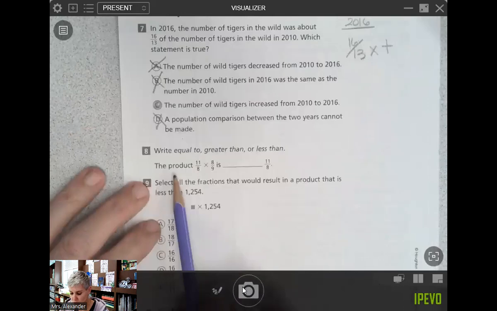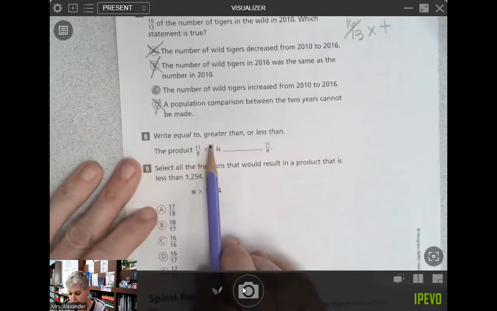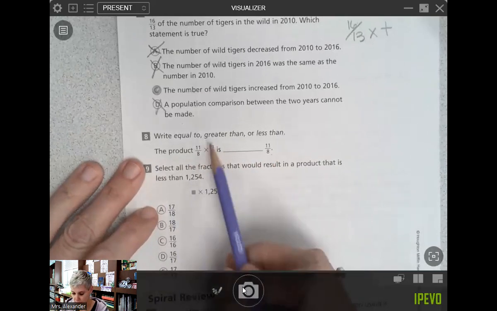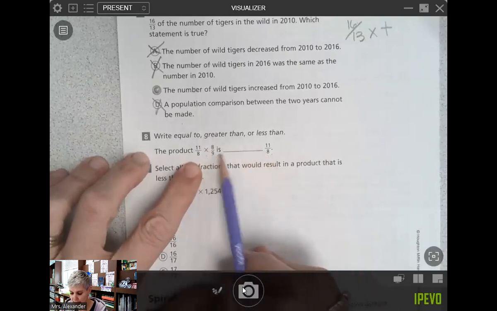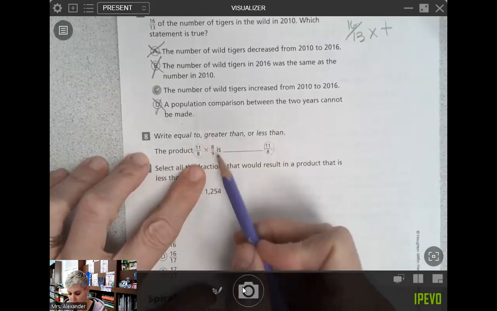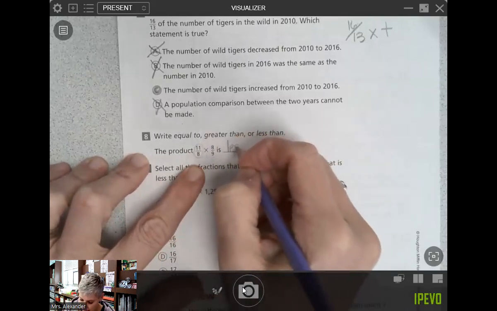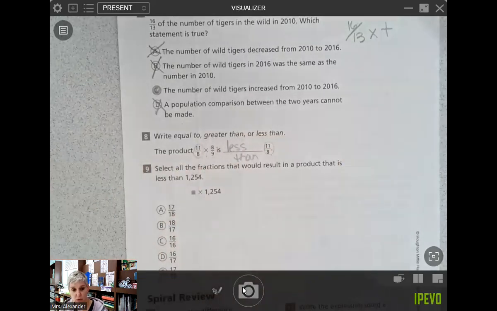All right. Equal to, greater than, or less than. The product 11/8 times 8/9 is what? So here's my 11/8 times 8/9. This one's a little tricky because they're starting us off with this lead fraction. Look at that 8/9. That product would be less than, because 8/9 is less than 1.